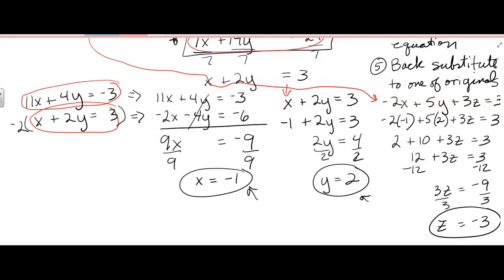Okay, so I did it. I found the ordered triple. So I'm going to write it as an ordered triple, x comma y comma z. So we've not had ordered triples until just now. We've always had ordered pairs. But now we're going into a bigger dimension, and now we can have ordered triples. Okay, so my answer is going to be negative 1, that's x, 2 for y, and negative 3 for z.